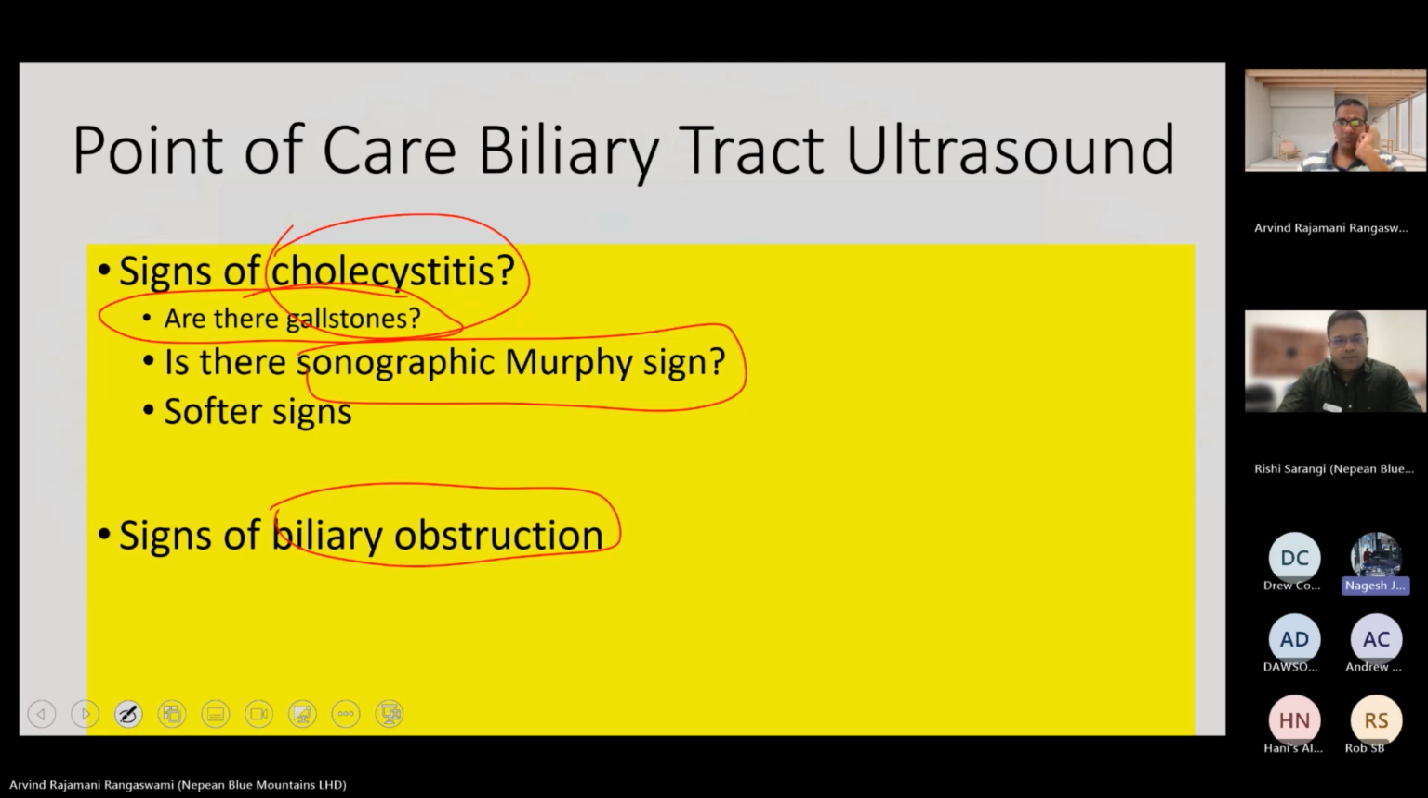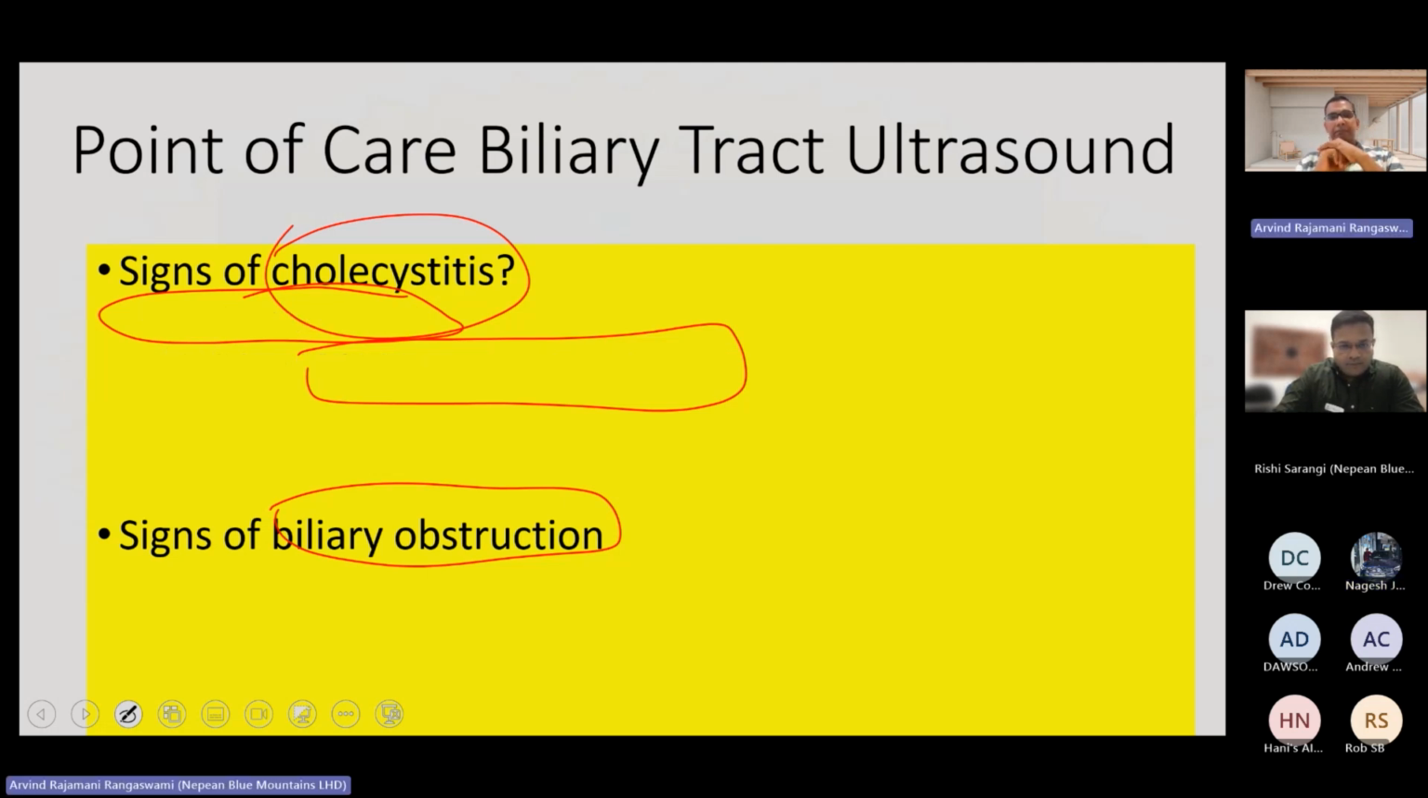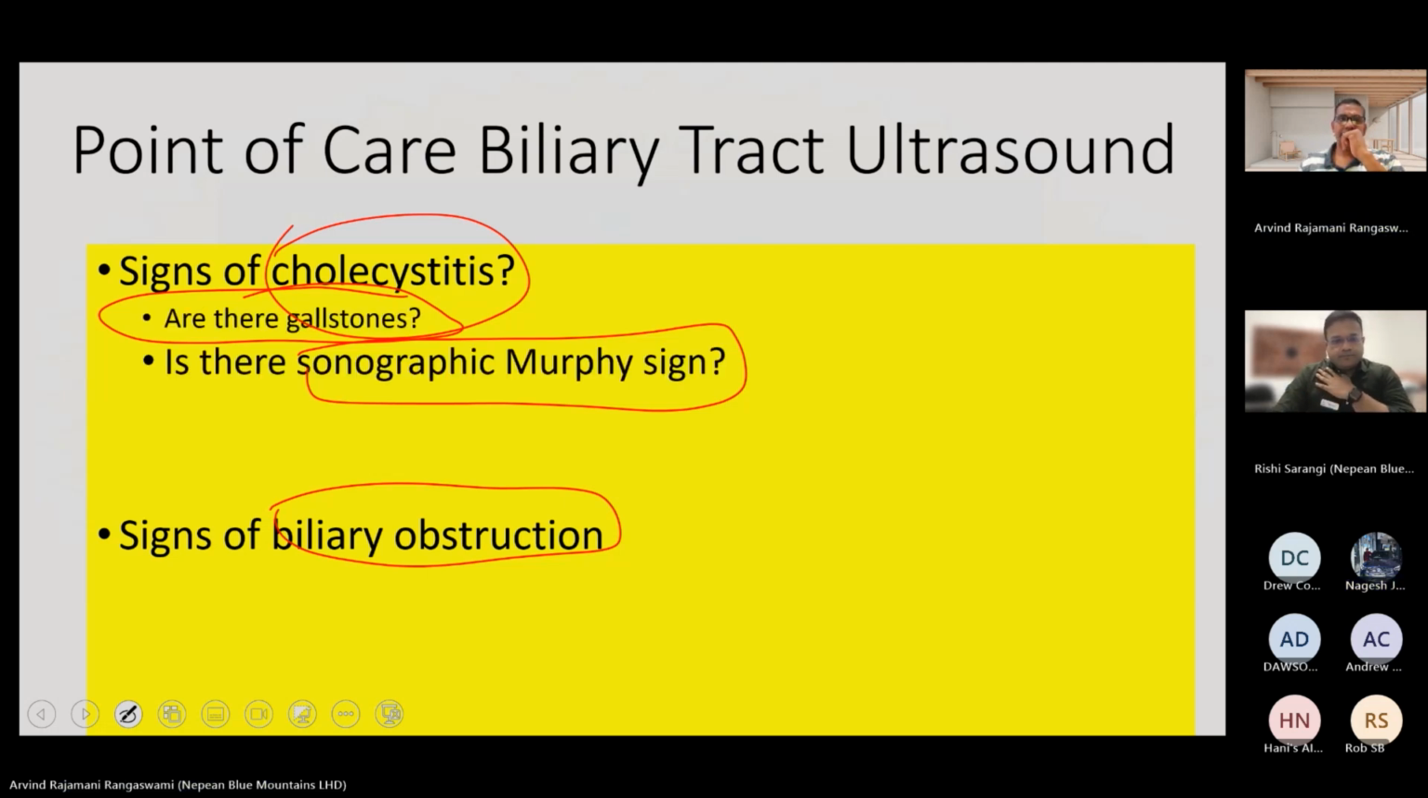Sorry, what was the question, Anna? Sonographic Murphy sign. So basically, if you use the curved array probe on the right upper quadrant, and you're able to elicit the pain. Correct. So clinically, how you elicit the pain is exactly the same.